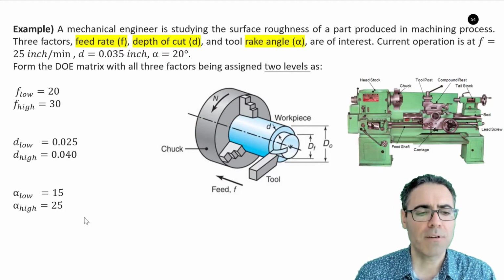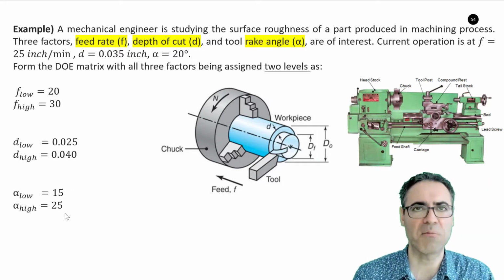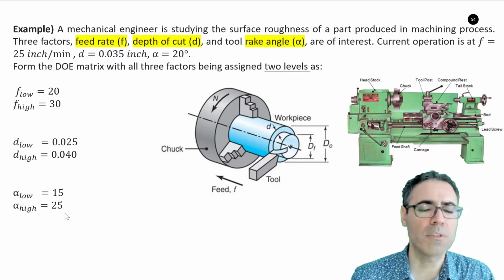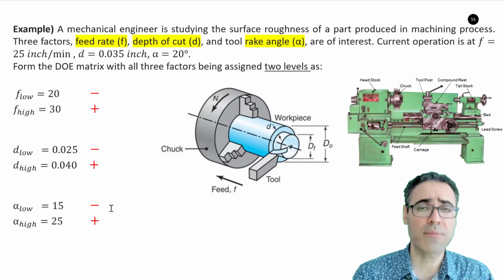And the same for alpha. Currently we are in 20 degree, 15 and 25, the same. We keep it the same. So only for D, the increase and decrease are not the same. With that, let's use some signs.